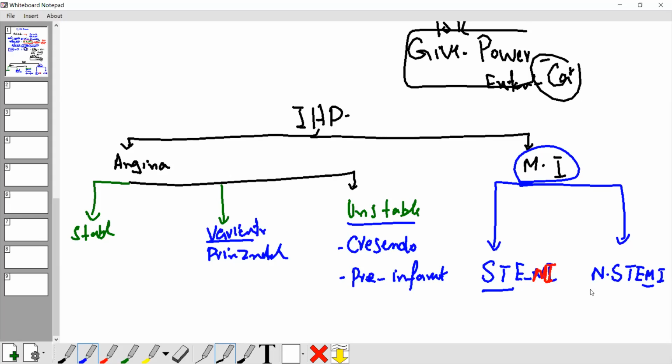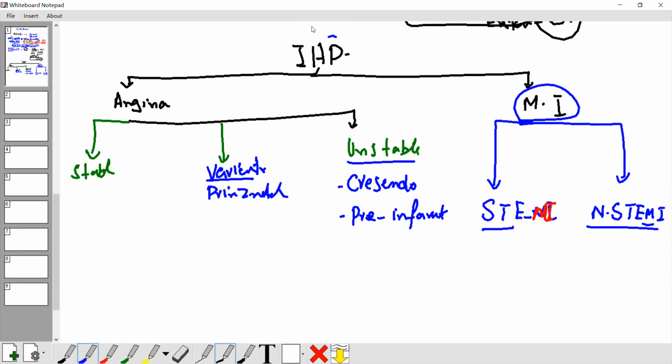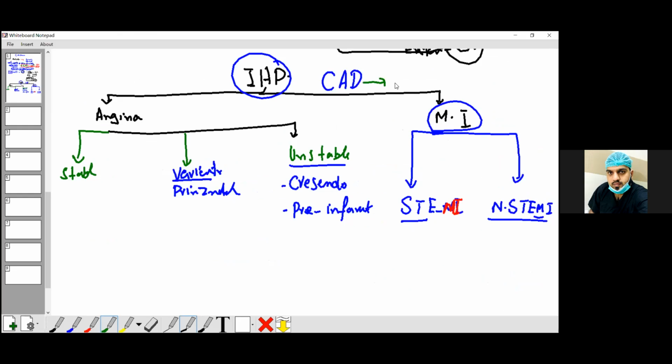NSTEMI means MI without ST elevation; it means ST depression. It is all about ischemic heart disease. What's the risk factor for ischemic heart disease? The main thing here is coronary artery disease due to atherosclerosis.